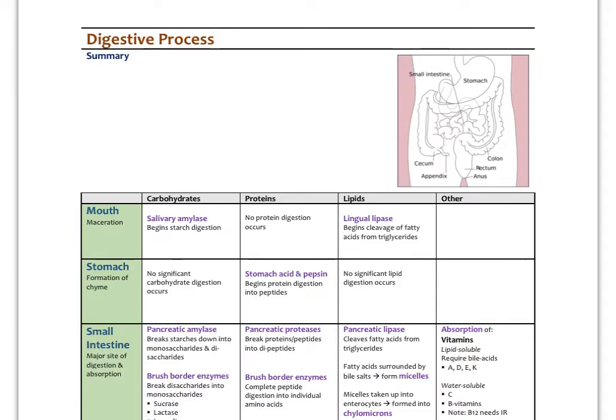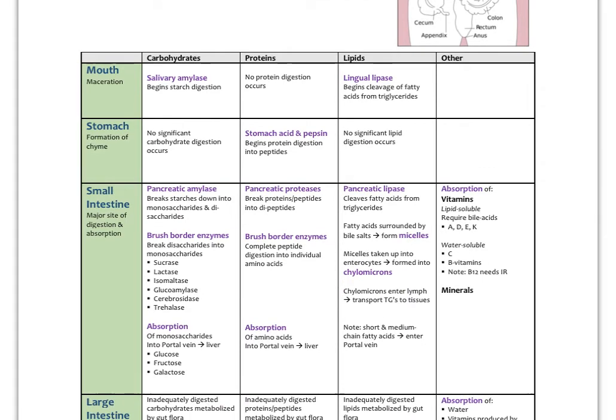Before I talk about general metabolism, let's just quickly review the basic digestive process and what happens to the primary foodstuffs, or carbohydrates, proteins, and lipids. I'll talk a bit about vitamins and minerals too as we go here. Of course, in the mouth with carbohydrates, we have the action of salivary amylase, and that begins the process of starch digestion. So we begin to cleave some of the monosaccharides or disaccharides from starches.